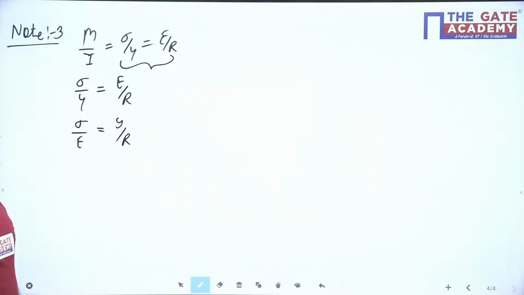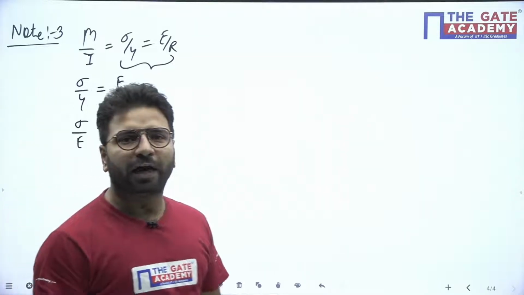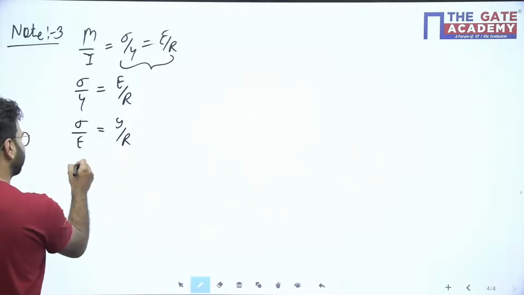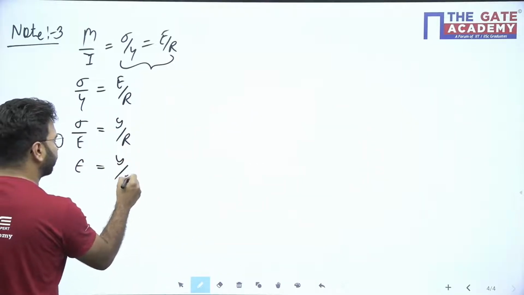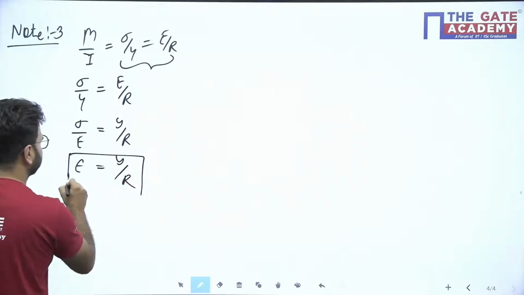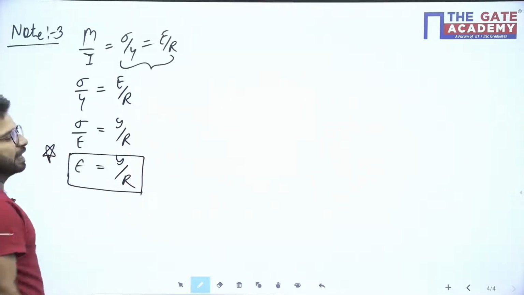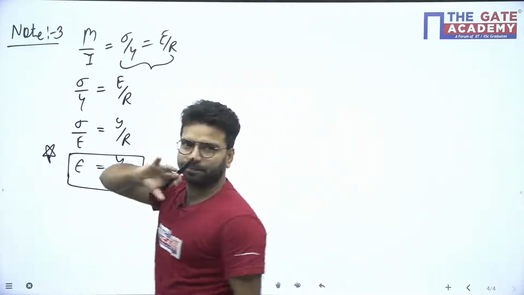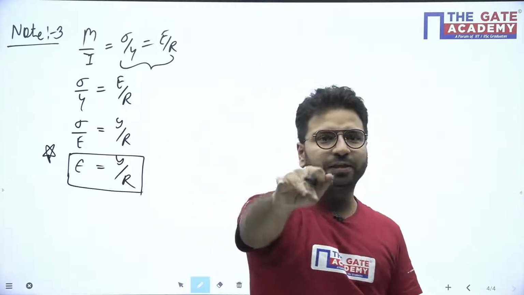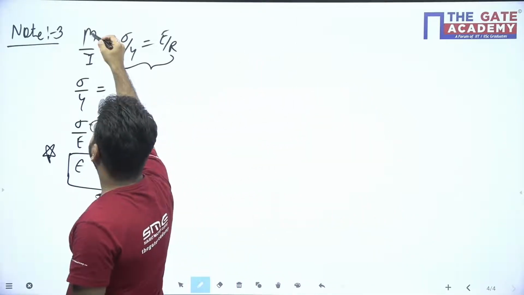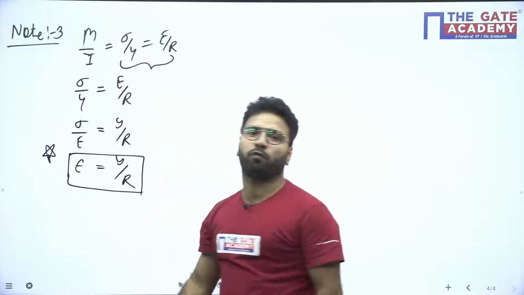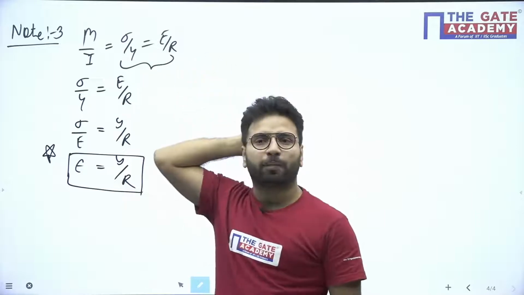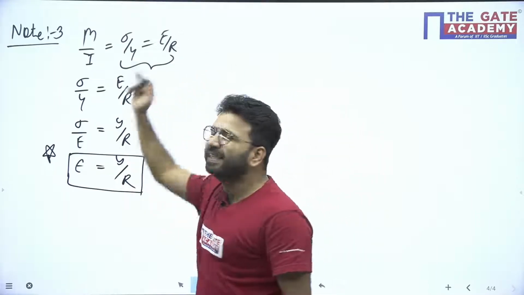Yes or no? Sigma upon E is equal to y upon R. What is sigma upon E? This is our strain. Epsilon is equal to y upon R. A very important relationship for the exam. Actually, in college times, when we solved questions, most of the time we didn't use this term E upon R. Frankly, we solved so many questions, and the maximum number of questions will be solved with the help of M upon I equal to sigma upon y, and many times we forget this term E upon R, beta.